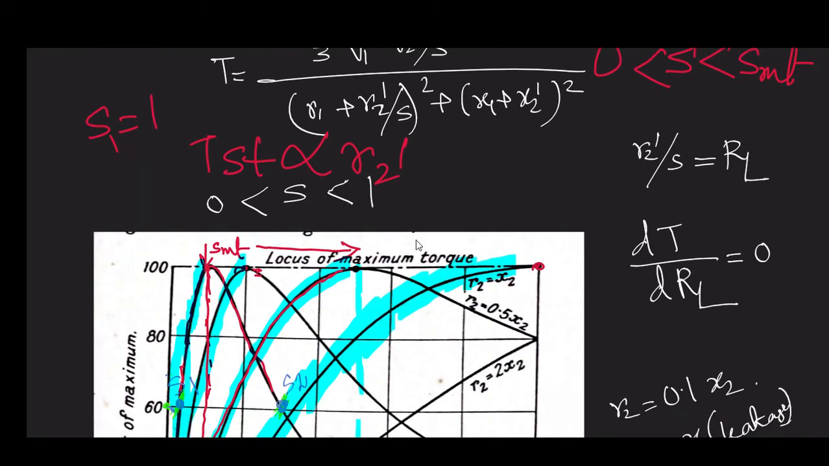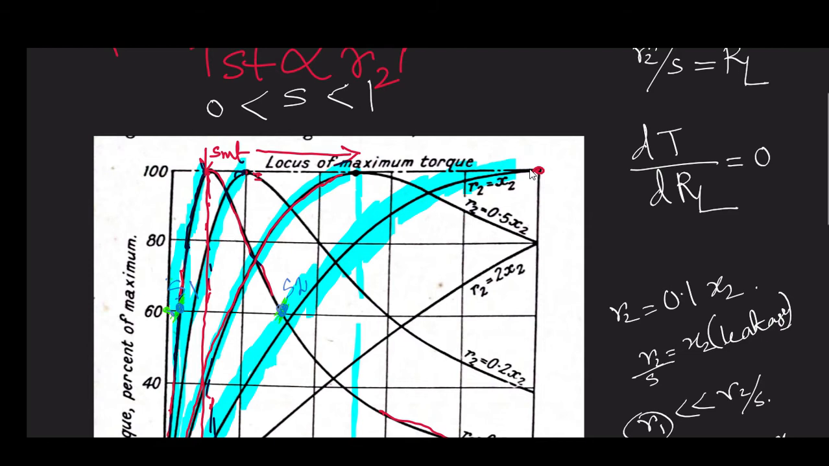Here you can see that once R2 is equal to X2, that is the critical value of rotor resistance, beyond which if we increase it, there will be no further increase of our starting torque, because the maximum torque occurs at R2 equal to X2. If you go beyond it, then your maximum torque will decrease. How? Let me show you.